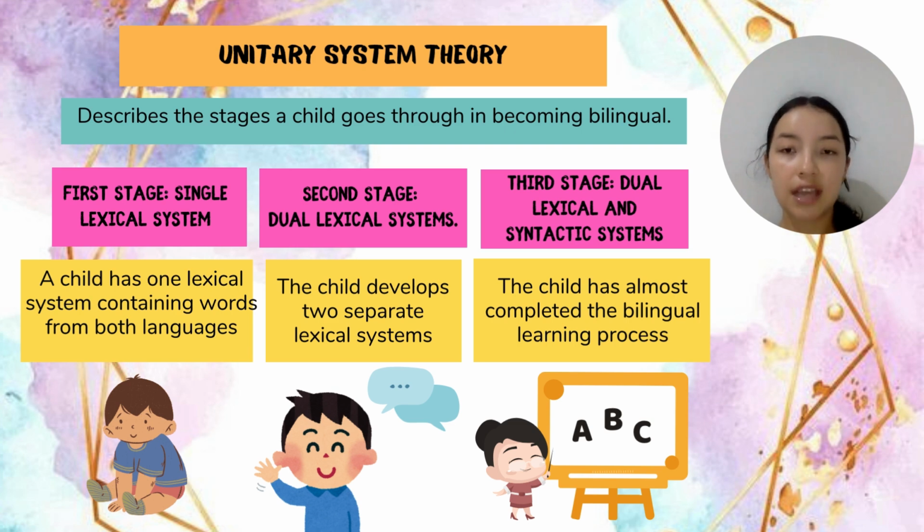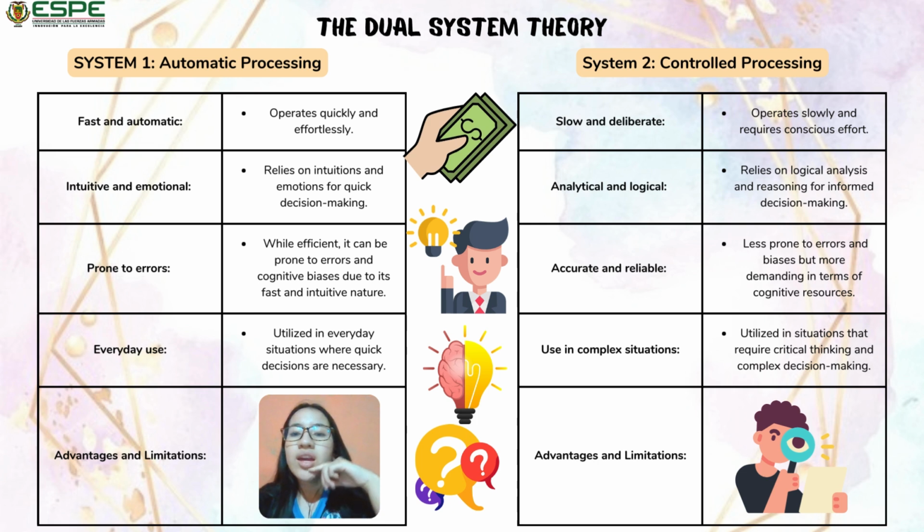And in the third stage, the child has almost completed the bilingual learning process with two distinctive lexical and syntactic systems. And initially, all linguistic information is stored in a single cognitive system. This theory provides a framework for understanding bilingualism and multilingualism as involving a single, integrated cognitive system rather than isolated linguistic compartments.